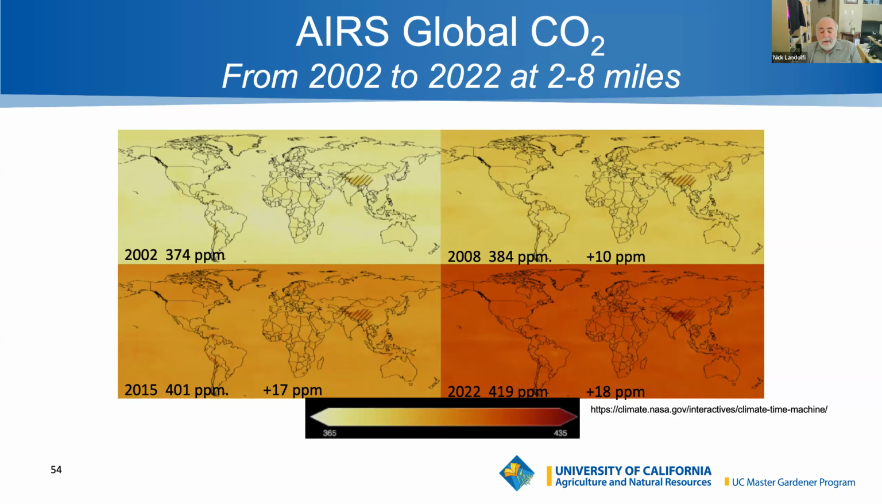In 2002, there were 374 parts per million of CO2 in the atmosphere. 6 years later, it had risen to 384 parts per million, an increase of 10 parts per million. 7 years after that, it was 401 parts per million, an increase of 17 parts per million. And 7 years after that, it had increased to 419 parts per million, an increase of 18 parts per million. Today, there are 430 parts per million of CO2 in the atmosphere, an increase of 11 parts per million in just 4 years.